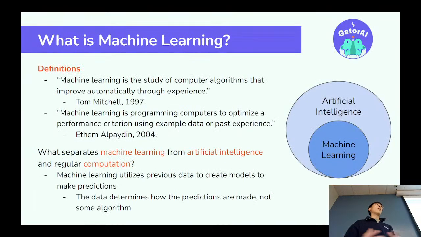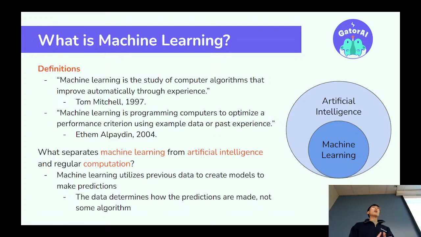So machine learning is a field that's a little bit more well-defined than artificial intelligence. I have two definitions here that I'm going to share with you. Machine learning is the study of computer algorithms that improve automatically through experience. And machine learning is programming computers to optimize a performance criteria using example data or past experience. So we can see in the chart on the right that machine learning is classified as a subset of artificial intelligence, right?